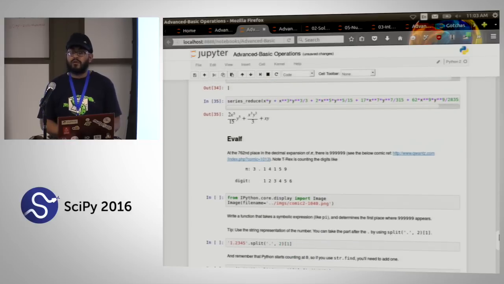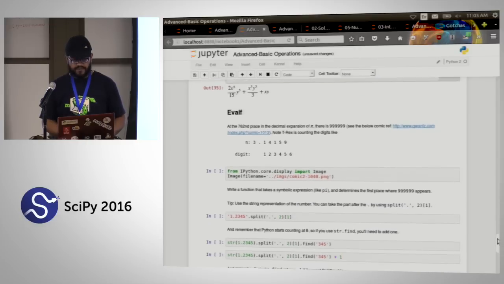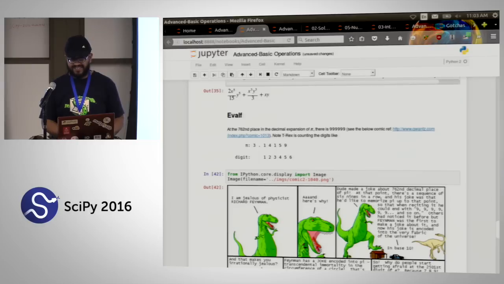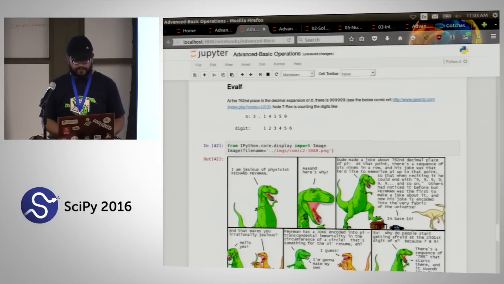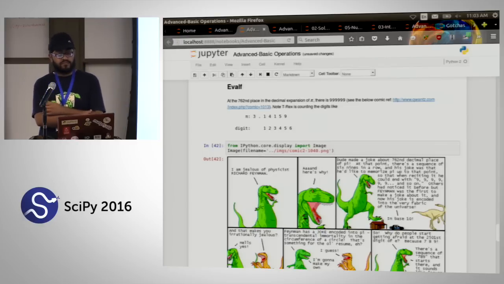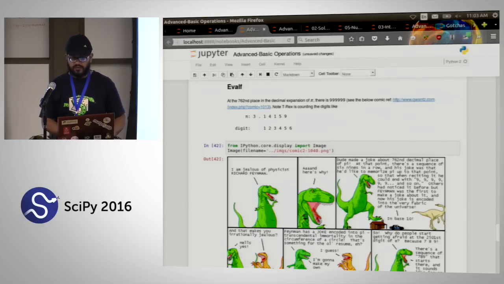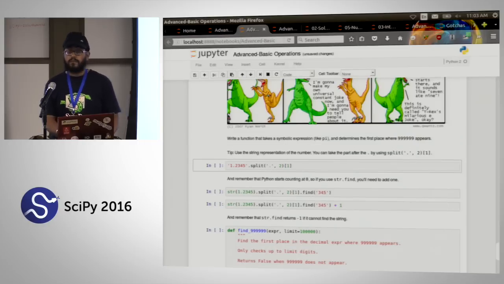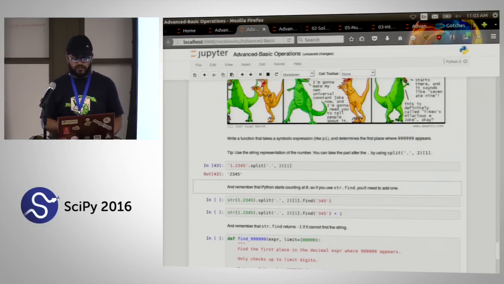Atoms are the smallest elements. They cannot be decomposed further. Next, a small exercise on evalf. Just a quick Python refresher: you can split strings.